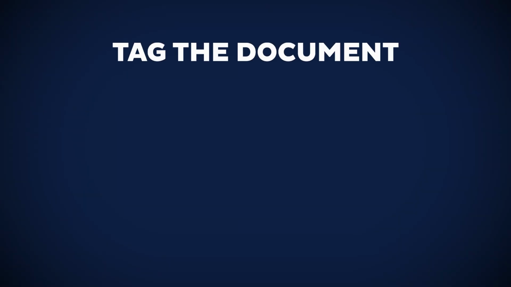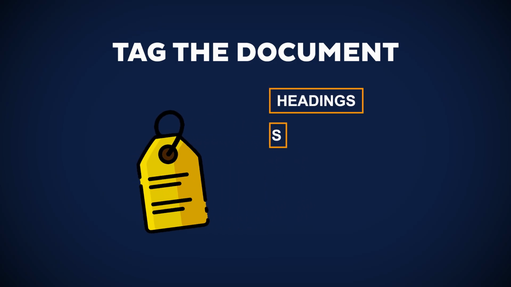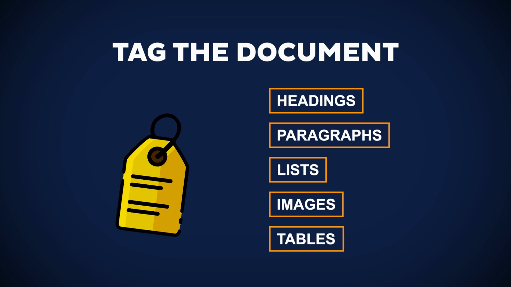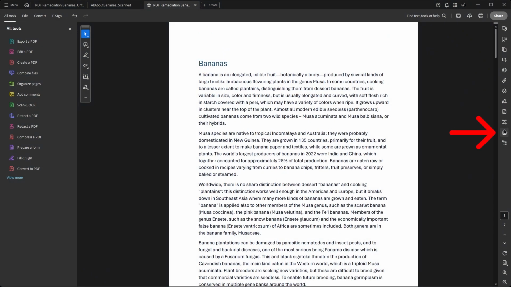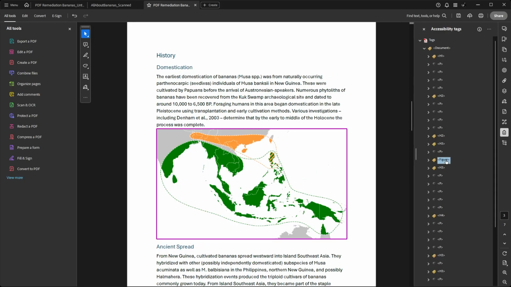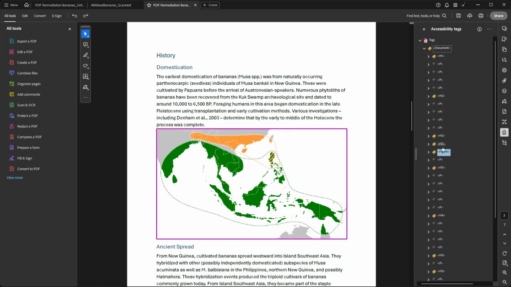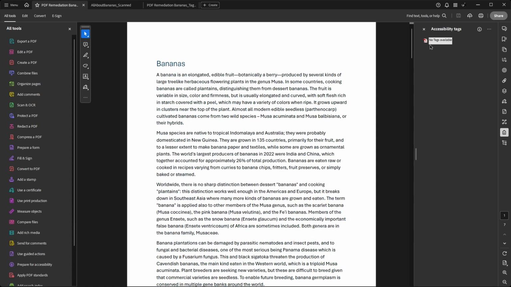Next is tagging. Tags tell assistive technology what each element is: headings, paragraphs, lists, images, and tables, and provide the structure that allows screen reader users to navigate the PDF. Start by checking whether the PDF already has tags. As you review the tag structure, make sure the reading order matches how the content should be read logically, from top to bottom and left to right. You can drag and drop tags to reorder them if necessary. If your PDF doesn't have tags, you'll need to add them before moving on.